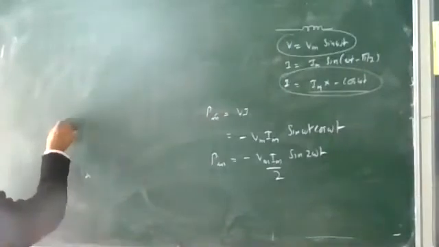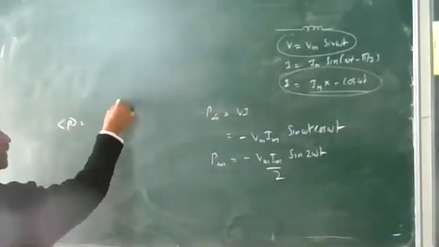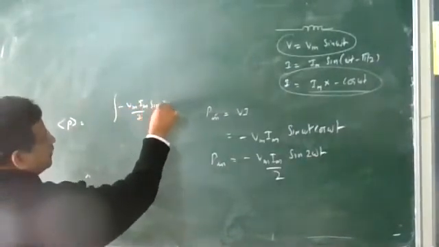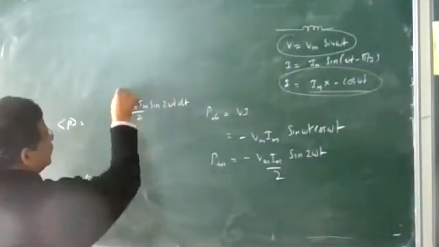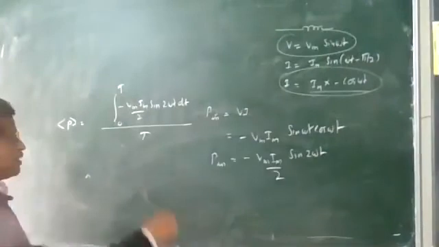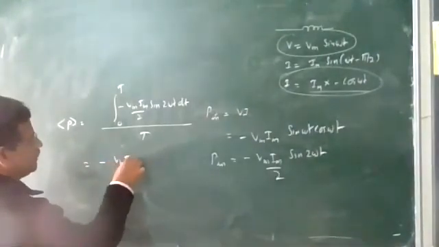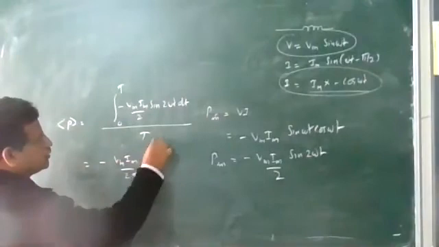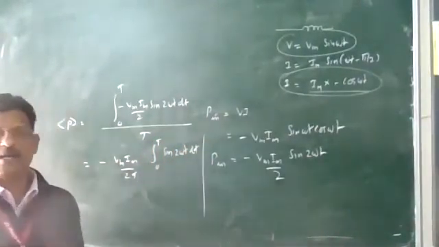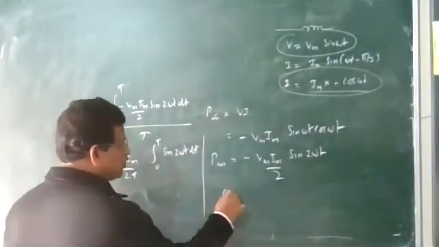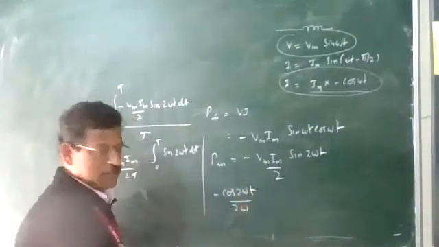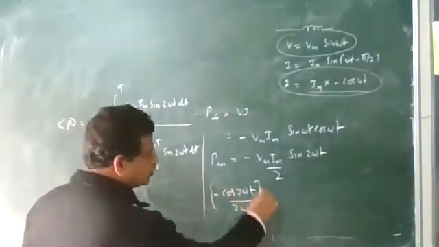For average power, we have to integrate minus Vm Im by 2 sin 2 omega t dt with limits 0 to T, divided by T, the average power over the cycle. The constant can be taken outside, Vm Im by 2T, and we integrate 0 to T of sin 2 omega t dt. The integral of sin 2 omega t dt is minus cos 2 omega t divided by 2 omega, applying the limits 0 to T.